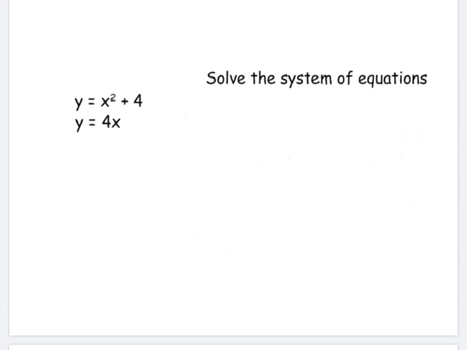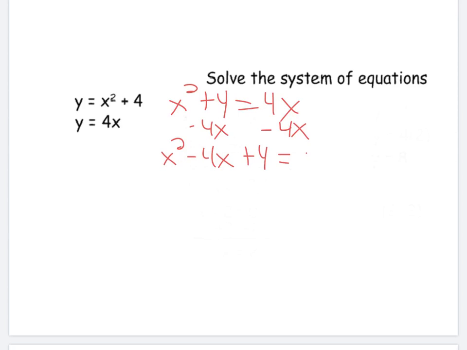Let's take a look at another example. Again, on this one, I have a quadratic equation, y equals x squared plus 4, and a linear equation, y equals 4x. I want to use the substitution method to start off, so I'm substituting y with x squared plus 4. So I have x squared plus 4 is equal to 4x. I want to set this equal to 0, so I have to subtract 4x from both sides. Then on the left, I would have x squared minus 4x plus 4 is equal to 0.